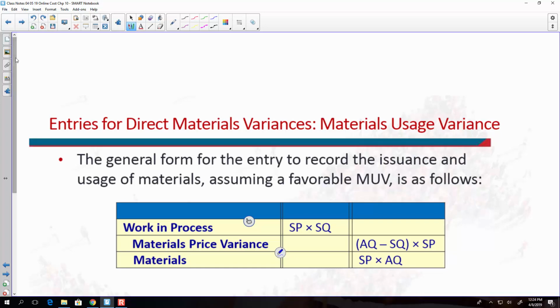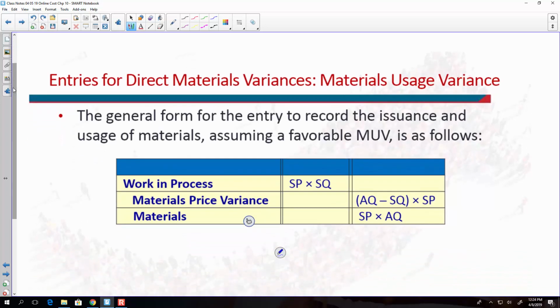And then recording the materials in work in process. Again, that's the right half of my template. I'm taking my SP number times my SQ number to get what amount is going into work in process inventory. So I'm debiting that account. I'm crediting the price variance because it must be, oh, that is not correct. That should not be price. Oh my goodness. This should be usage variance.